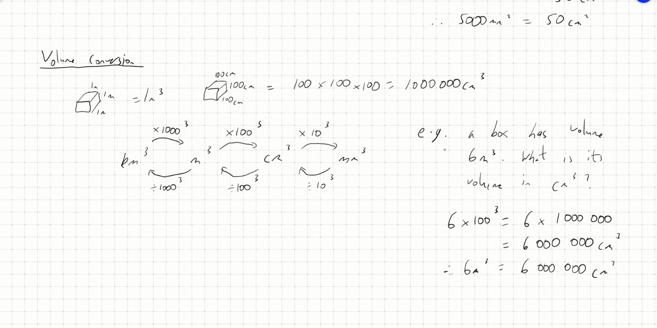And again, for this calculation, I didn't need to know that 1 meter cubed was equal to 1,000,000 centimeters cubed. All I needed to know was that to go from meters to centimeters, we multiplied by 100. Therefore, to go from meters cubed to centimeters cubed, we multiplied by 100 cubed. Therefore, 6 meters cubed is 6 times 100 cubed, which is 6 million centimeters cubed.